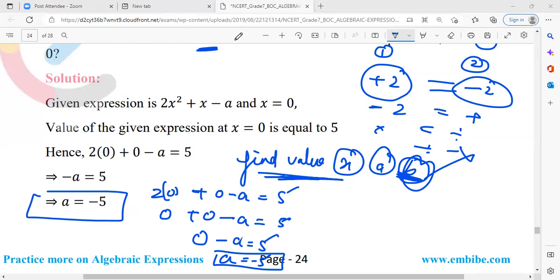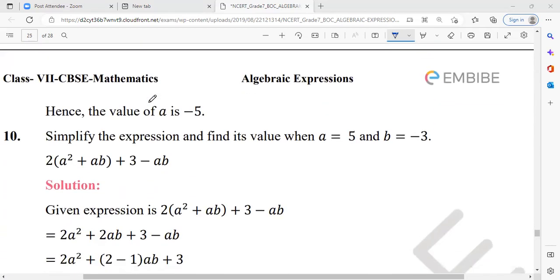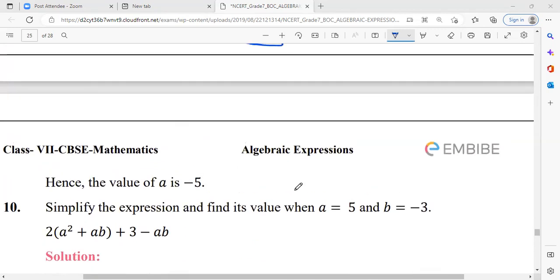Ma'am, written. Okay. So now this one over here, when A is 5 and B is -3, you have to put a value and find the value. Instead of A and B, you have to write 5 and -3. Okay, ma'am.